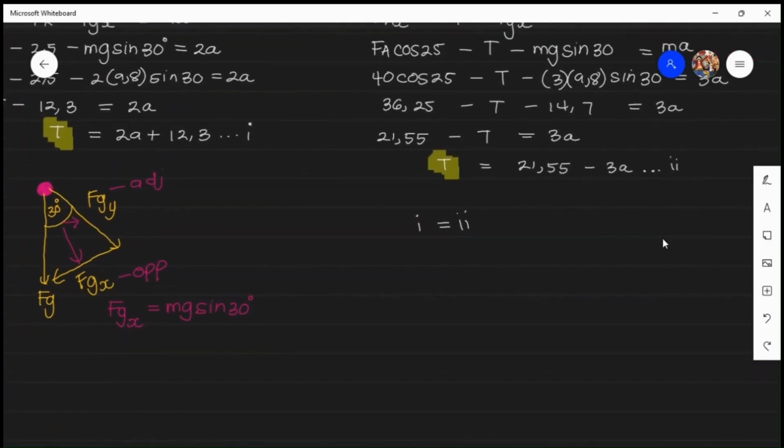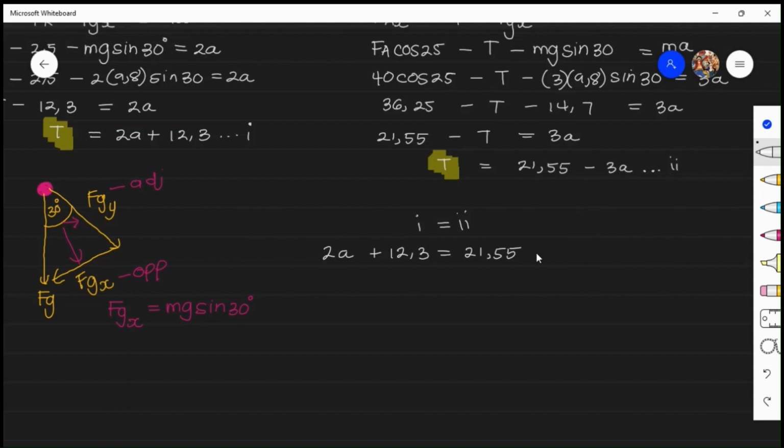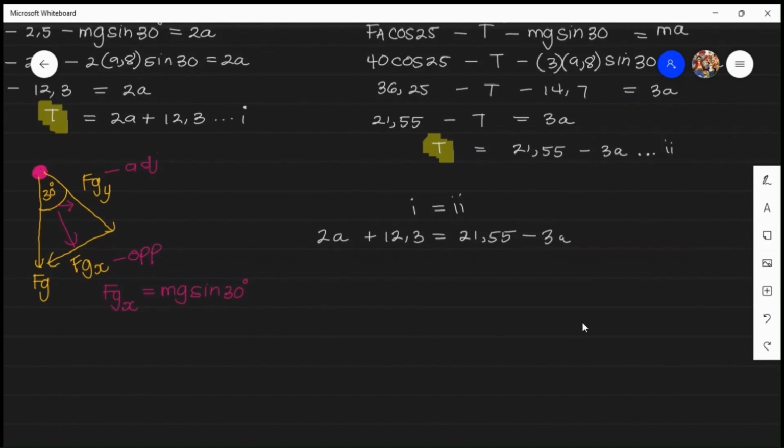Now keep in mind, if one of your equations was negative T equals something, you cannot connect it. You have to have the same thing on both sides. If you're connecting negative T and negative T, or 2T and 2T, or T and T, it has to be the same thing to connect. So we'll substitute our first equation, which is the one on the left, a plus 12.3, equals our equation on the right, equation 2, 21.55 minus 3a. So we now need to solve for a.